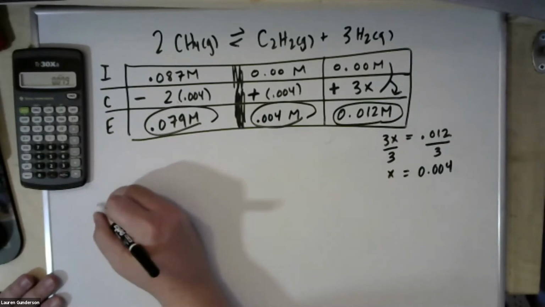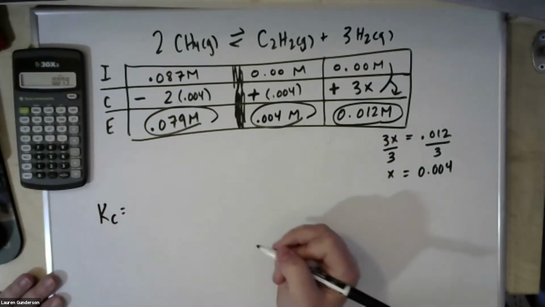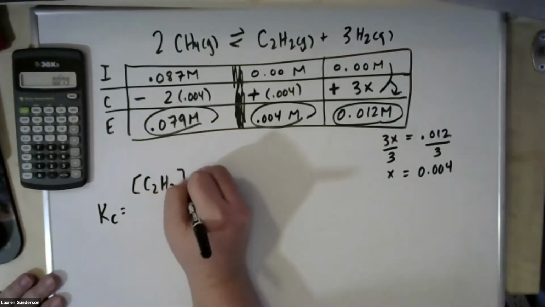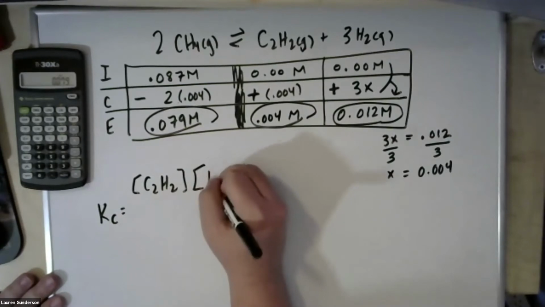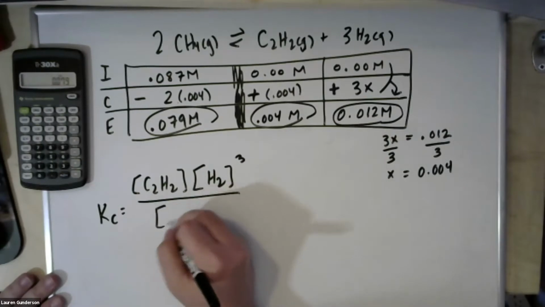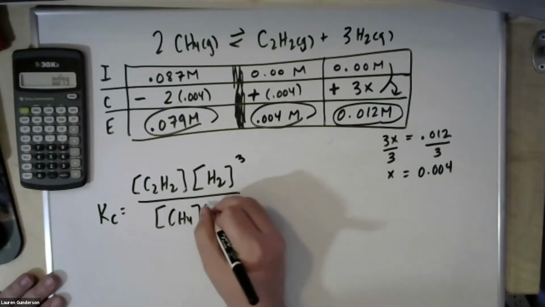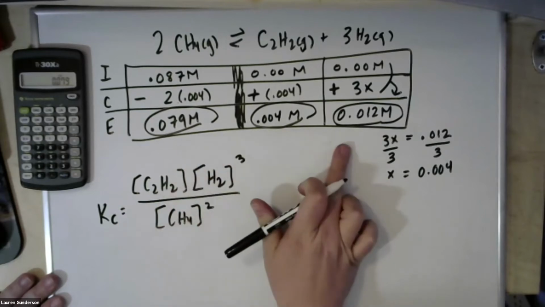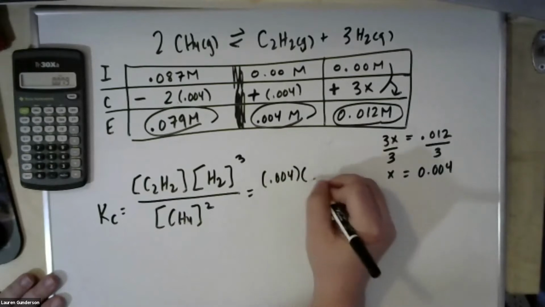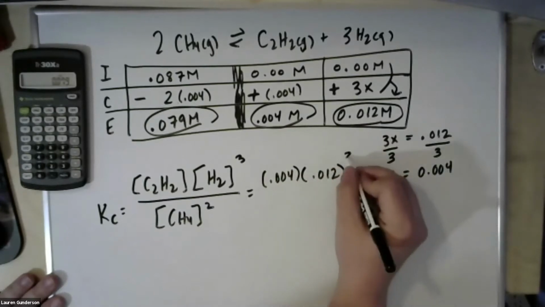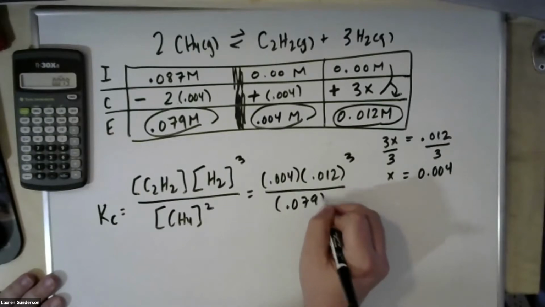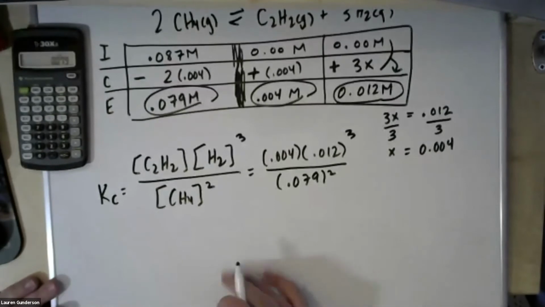All right, so our Kc value is going to be products over the reactants raised to the coefficients. We're just going to plug in these equilibrium values now, and we'll calculate our Kc.